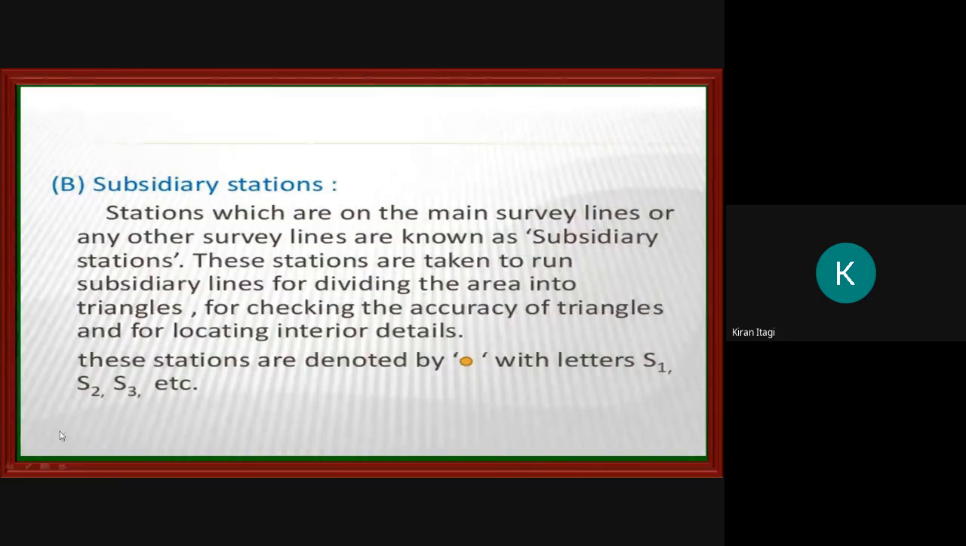Next, we have subsidiary stations. The stations which are on the main survey line or any other survey lines are known as subsidiary stations. They may be on the main survey line or any other check line, baseline, etc. These are known as subsidiary stations.